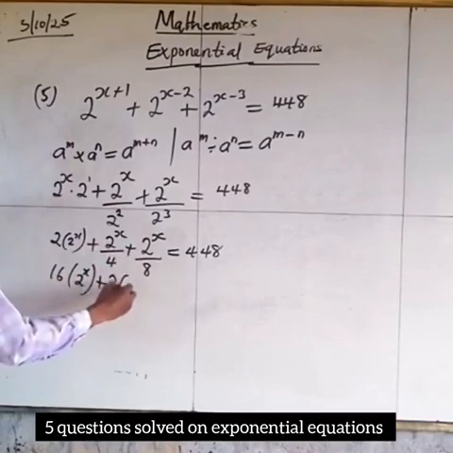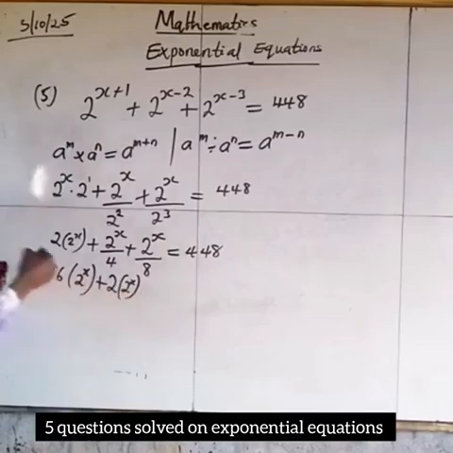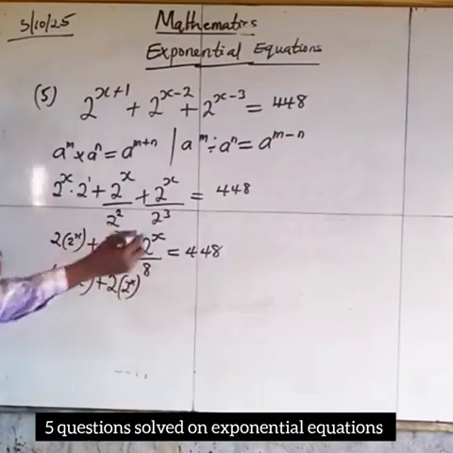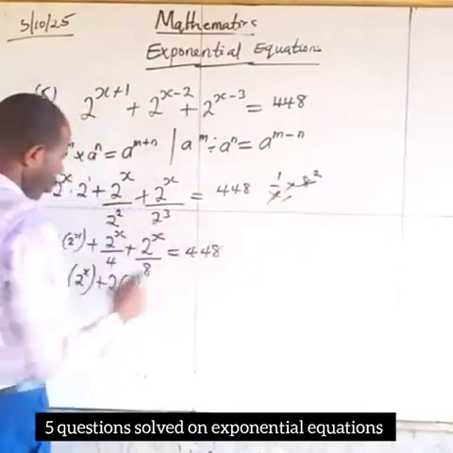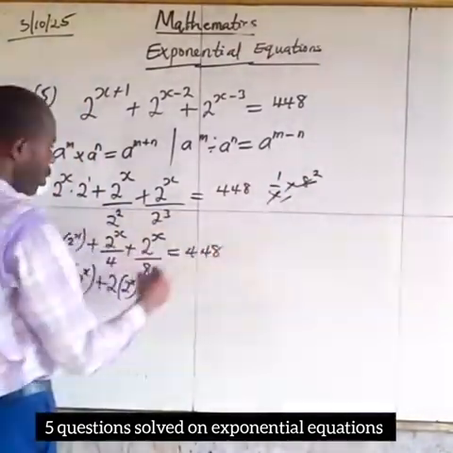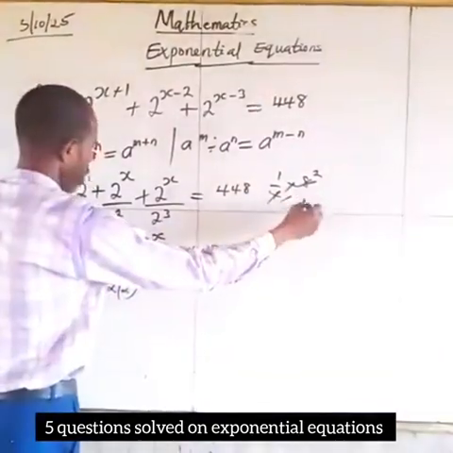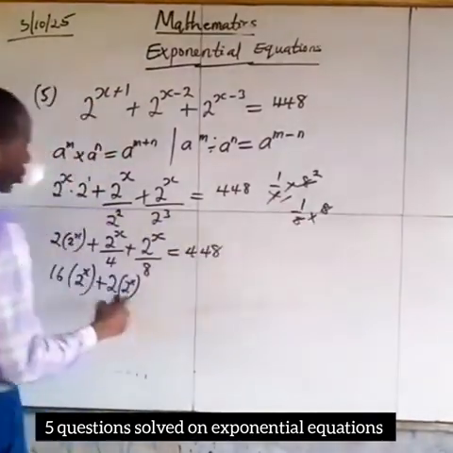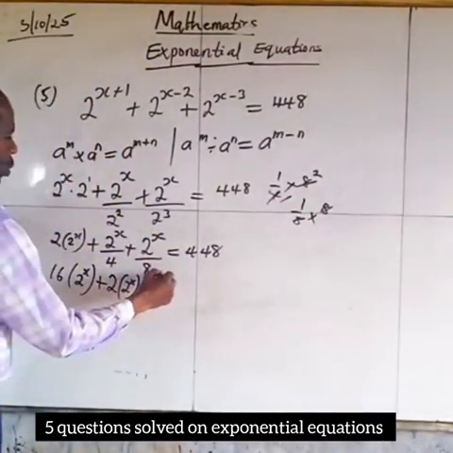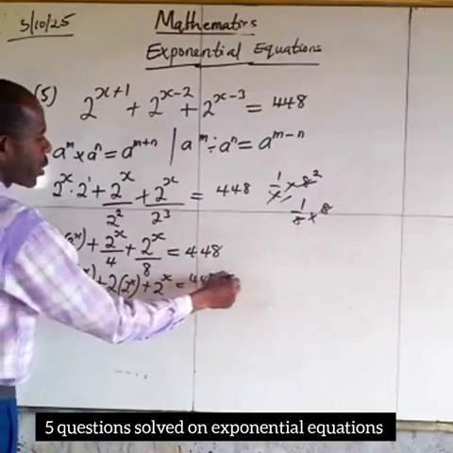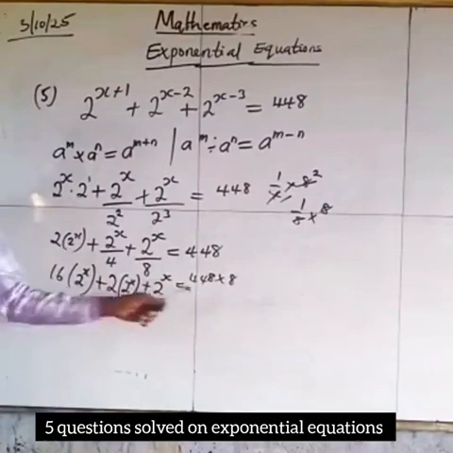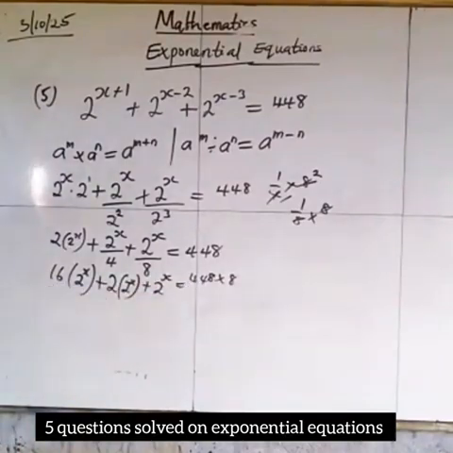Then 8 will cancel 8. Remember, if I have 1 over 4 times 8, 4 here is 1, 4 here is 2. That is what happened here. So this one is written as 1 over 8 times 8. 8 cancels 8, so we'll be left with just 2 raised to the power x, equal to 448 times 8. Now let us multiply this 448 times 8. Because there is no calculator here, let's just keep on working.